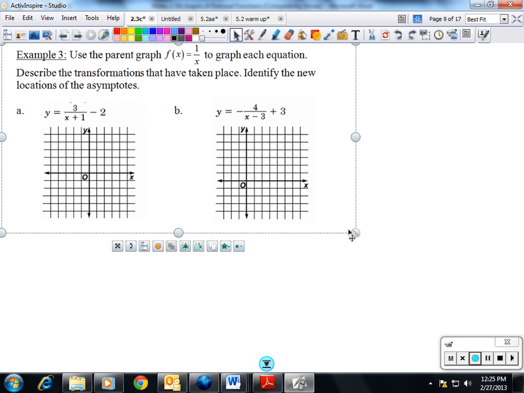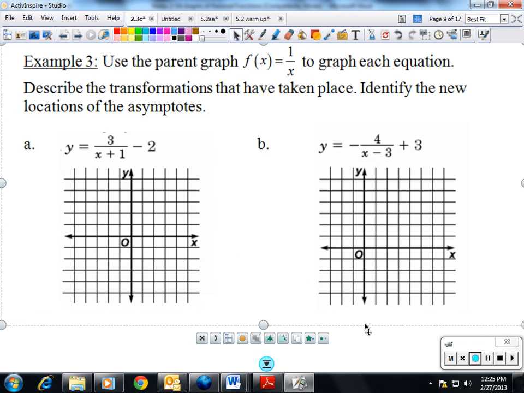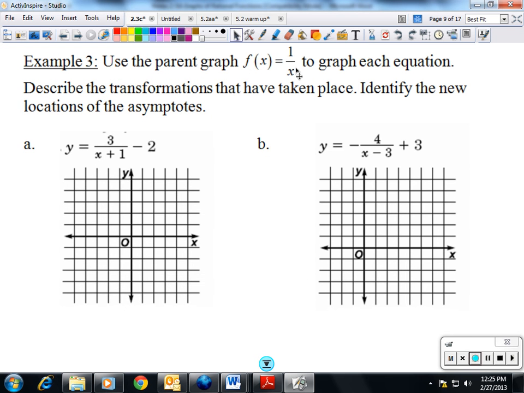This one: use the parent graph f of x equals 1 over x to graph each equation, describe the transformations that have taken place, and identify the locations of the asymptotes. Well, if you think about the transformations to 1 over x, what has happened? It's moved left 1, down 2. My parent graph, 1 over x, has asymptotes here and here. So what do I do with it?